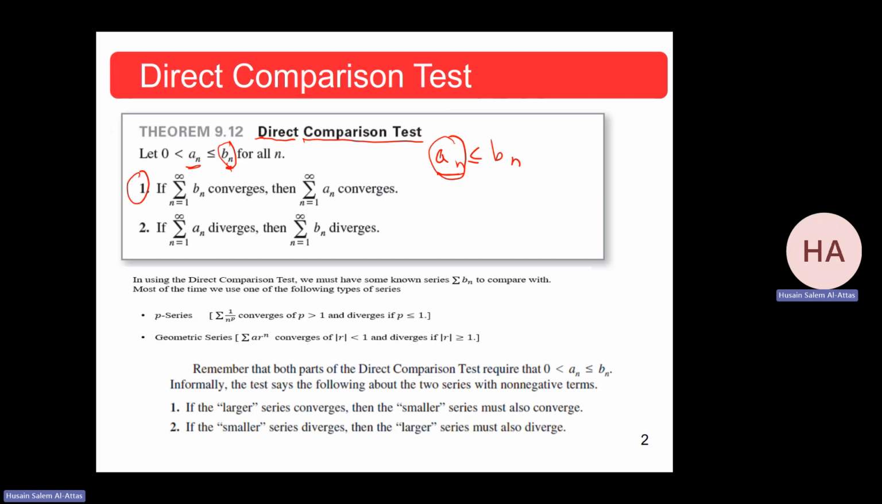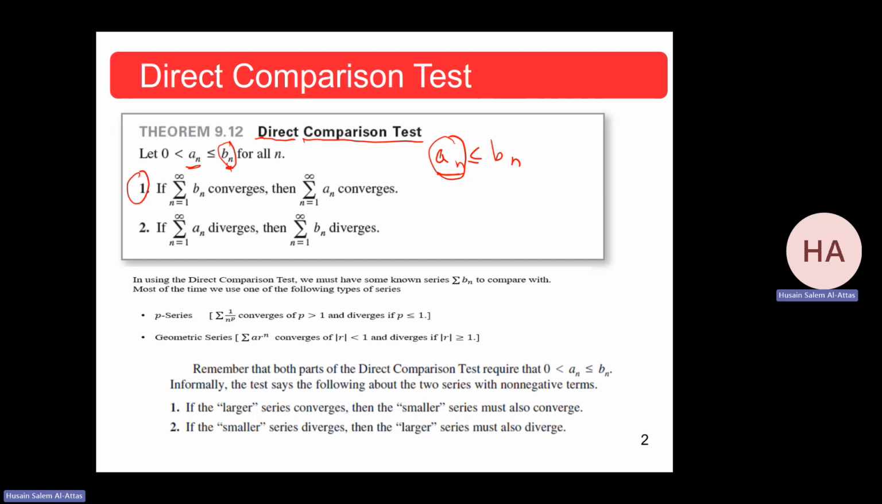What we will do in this test: I'm given a sequence, either a_n or b_n. I will try to find another sequence, and I know about that sequence, whether it is converging or diverging. And then I will do a comparison. If I want to prove my original sequence is converging, then I'll try to get a bigger sequence that converges. If I want to prove it's diverging, then I'll try to get a smaller divergent sequence.